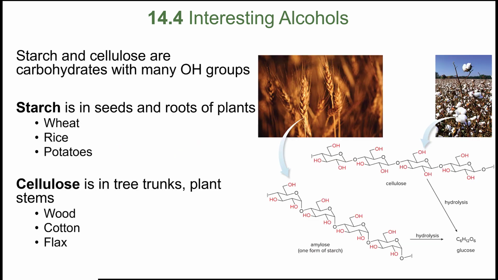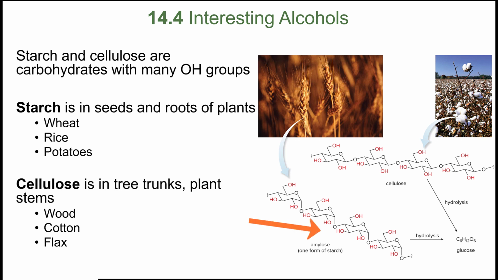Starch and cellulose are carbohydrates that have many alcohol groups. Starch is in seeds and roots of plants, so we'll find it in wheat, rice, and potatoes, which most of us consume, while cellulose is found in tree trunks and plant stems, so we might see these in wood, cotton, and flaxseed. So cellulose is connected differently than starch is.